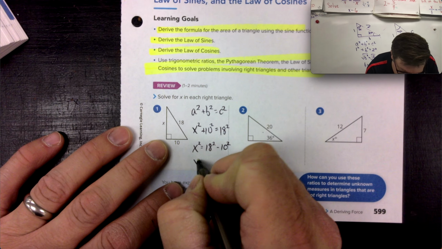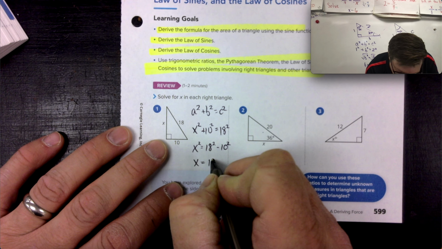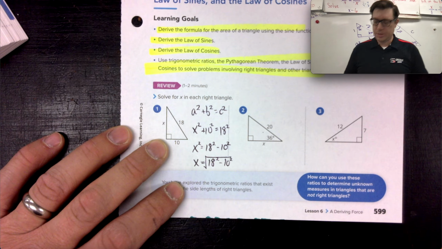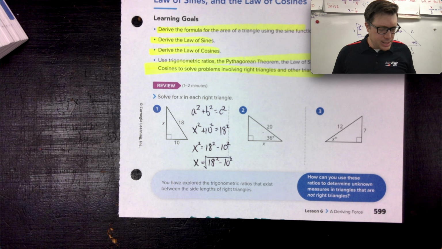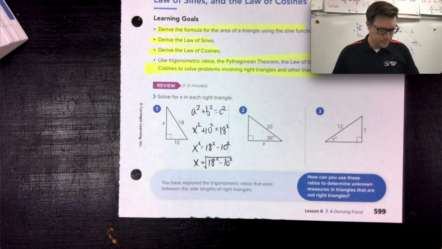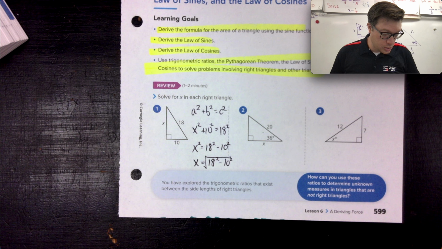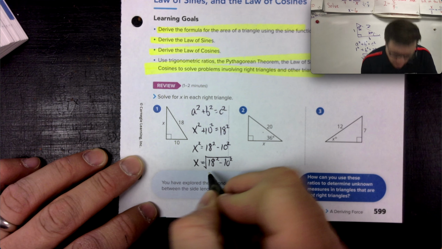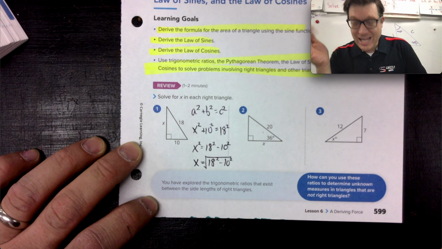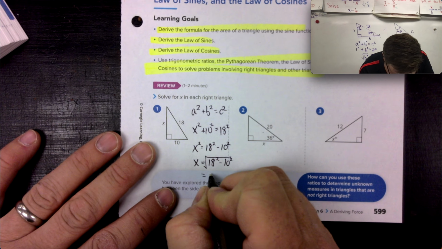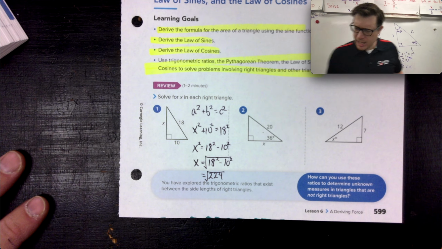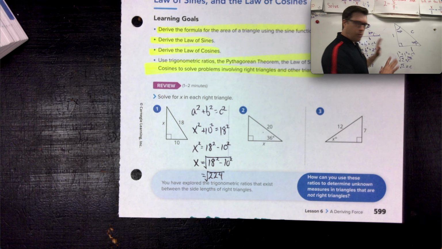Go another step. Square root everything. 18 squared, take away 10 squared, and we square root. So now I need to figure out, hey Siri, what's 18 squared? 18 squared is 324. Okay, so then 324 take away 10 is 224. If I take the square root of 224, one second.